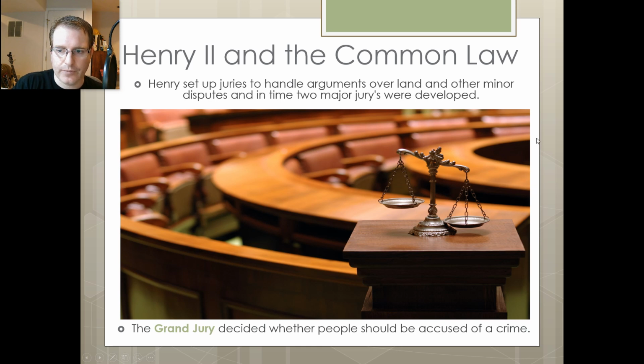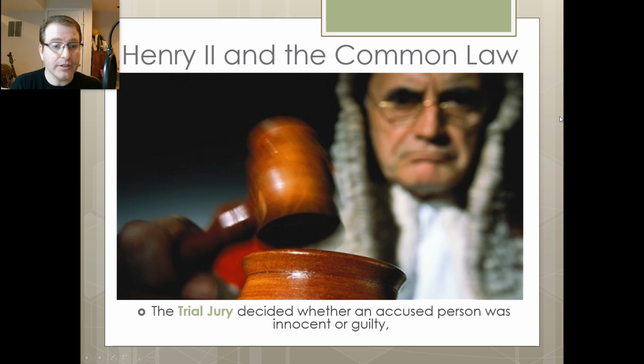Okay. So the cookie jar is empty. There is a crumb trail leading all the way to Val. Should we accuse Val of the crime of eating the cookies before dinner? Well, if the grand jury says yes, which I don't know, a crumb trail leading directly to him might be a good reason to, then there will be a trial jury, and they are going to hear the evidence, and they're going to help decide whether Val is innocent or guilty of eating those cookies before dinner.